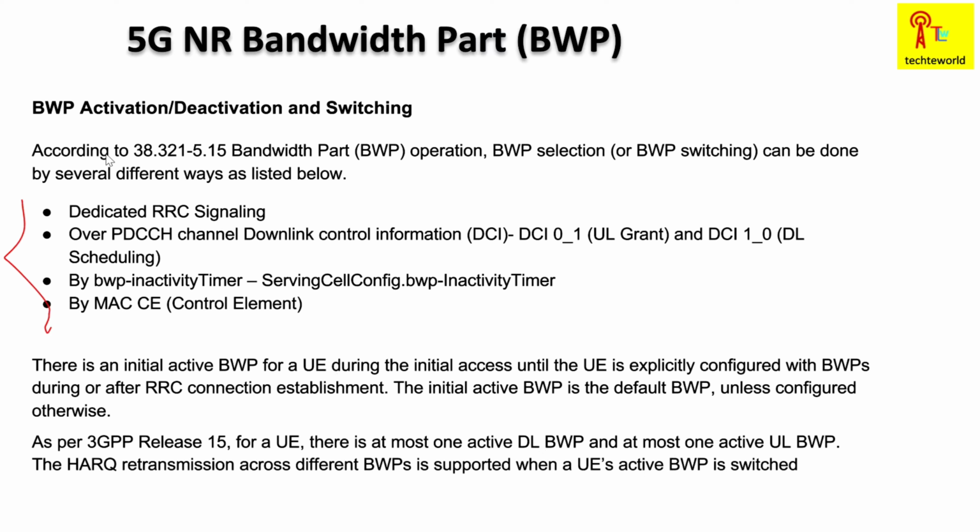First, the dedicated RRC signaling. So this is one of the ways, or we can make use of downlink control information, DCI, or there is a very good method called bandwidth inactivity timer. This is one of the timers which can be used for the switching on or switching off of bandwidth part. And the fourth one is MAC control element.